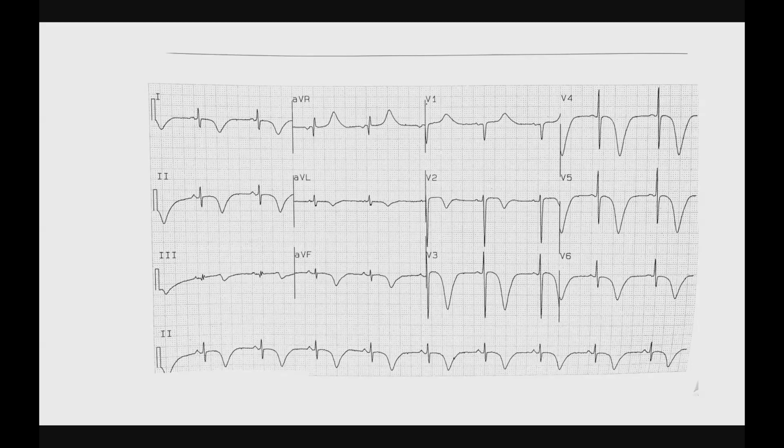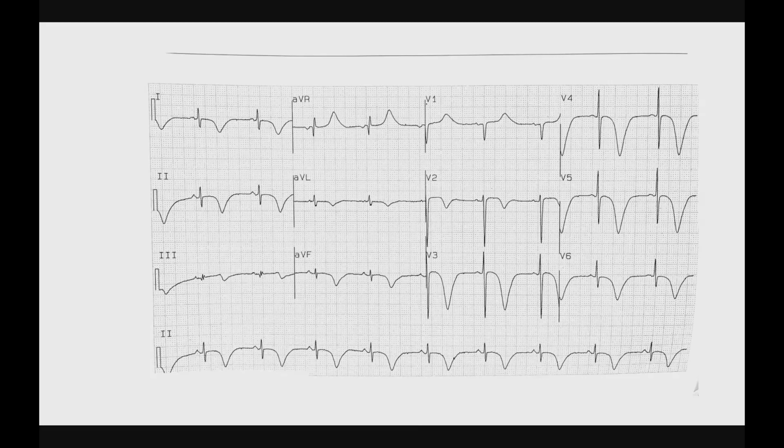Yes, sir. So this is an ECG showing sinus rhythm because every QRS is followed by a P wave. The rate on this ECG is around 60 beats per minute.